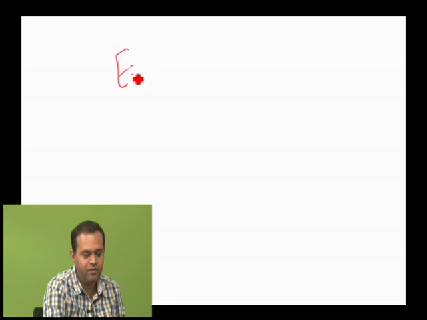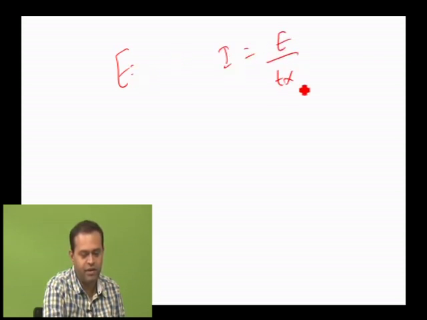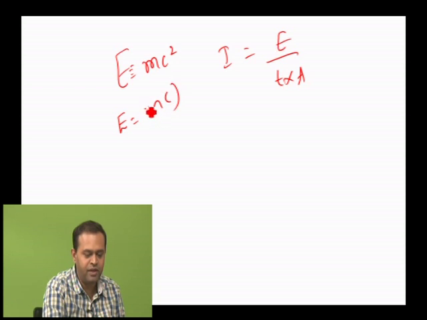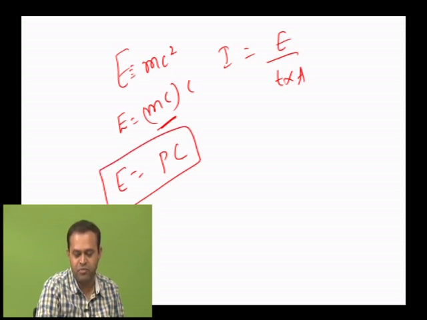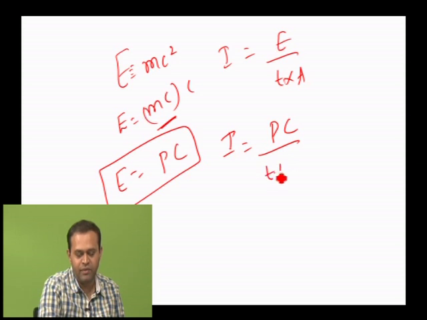Intensity is energy divided by time into area. Therefore E is equal to m into c², that is m into c into c. E is equal to mass into velocity, which is nothing but momentum, times c. We can write E is equal to P into C. Therefore intensity is equal to P into C divided by time into area. Correct? Then substitute the values.